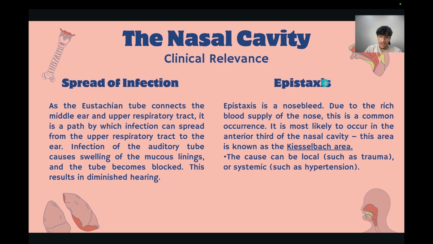And next we have epistaxis, which is basically a nosebleed. It's pretty common and occurs in the anterior third of the nose, which is known as the Kiesselbach area. And it could be local or systemic. It's pretty simple.